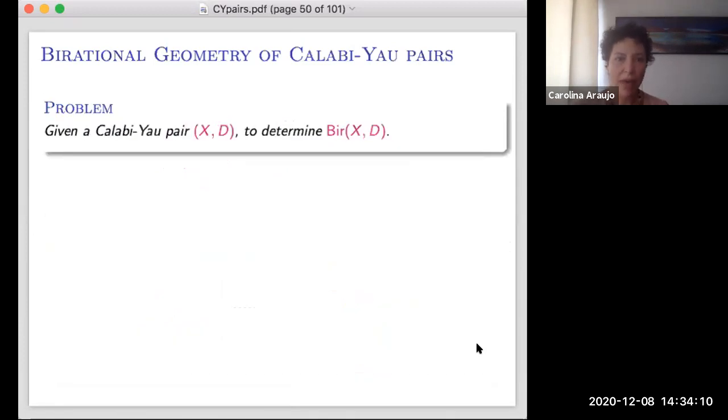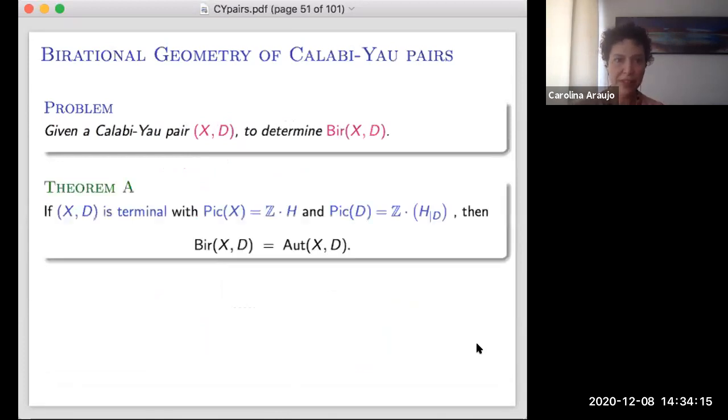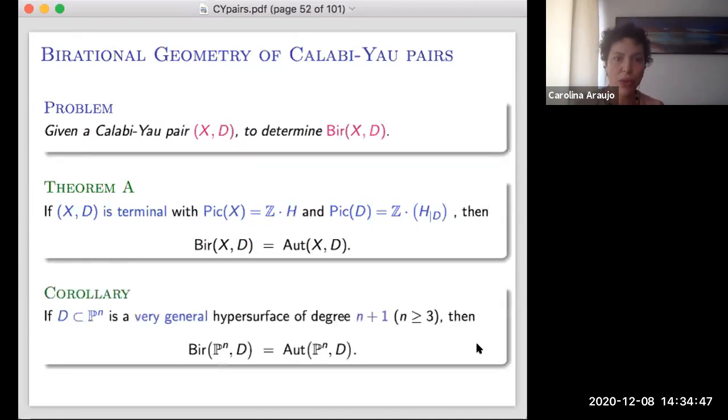Okay, so let me go back to the problem that we are considering, and let me state our first result. So our first result says the following. If you want to have some interesting group for the pair, then your pair must be special. In other words, when the pair is terminal, X has Picard number one, and the Picard group of D is obtained by restriction from that of the ambient space, then the birational group of the pair is nothing but the automorphism group of the pair.